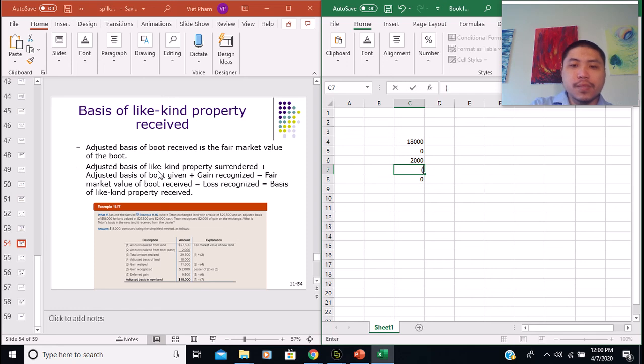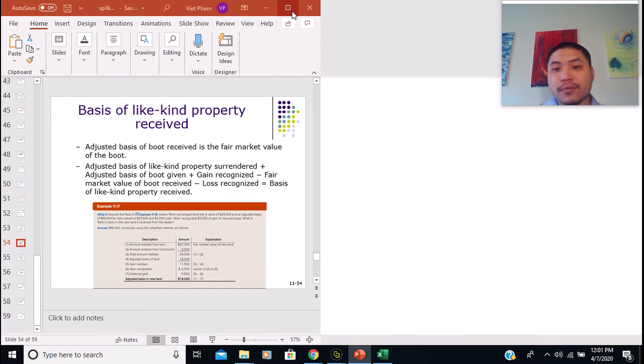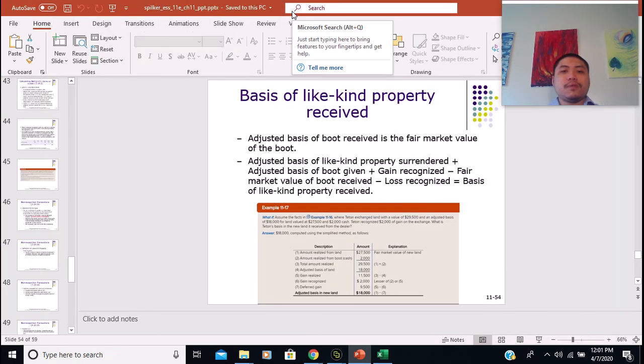So in the end, the sum of all this is also $18,000, similar to the other way. So there are two ways: this is the simplified way, and this is the more complex, sophisticated way. I give you the formula of the sophisticated way here. Either way, it should give you the same answer.